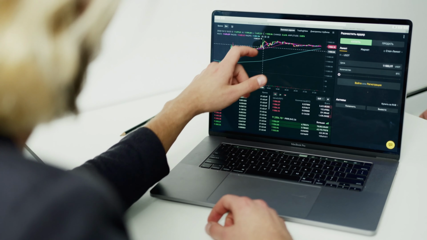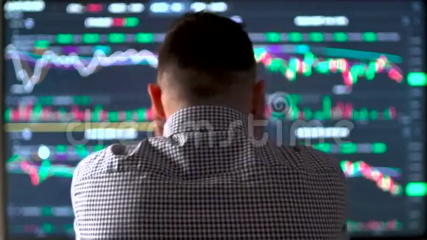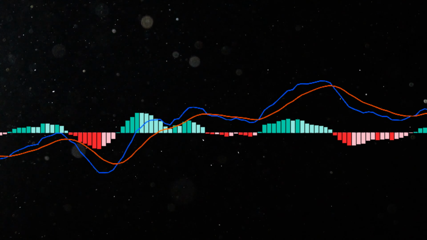Most traders who are using the MACD are using it wrong. And I don't mean they've got the setting off or they're reading it backwards. I mean they're using it in a way that was never going to work in the first place, and then blaming the indicator when their account takes a hit.